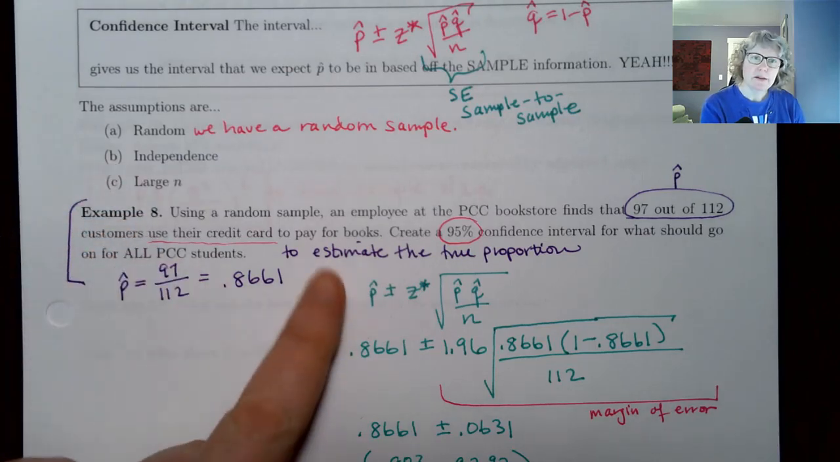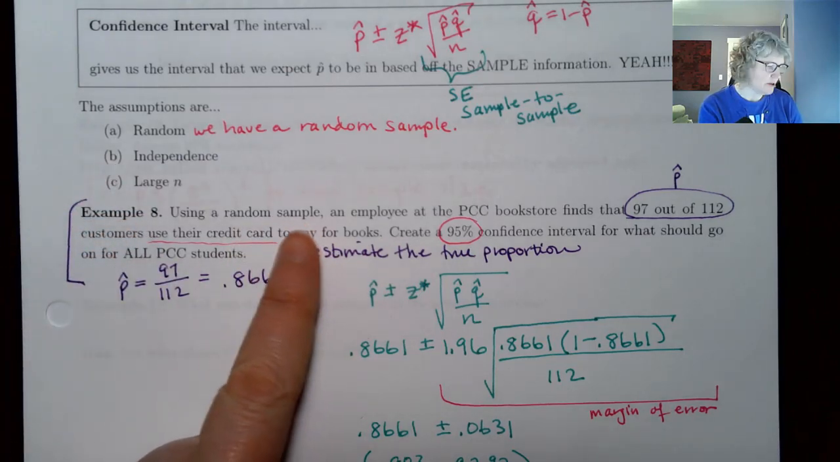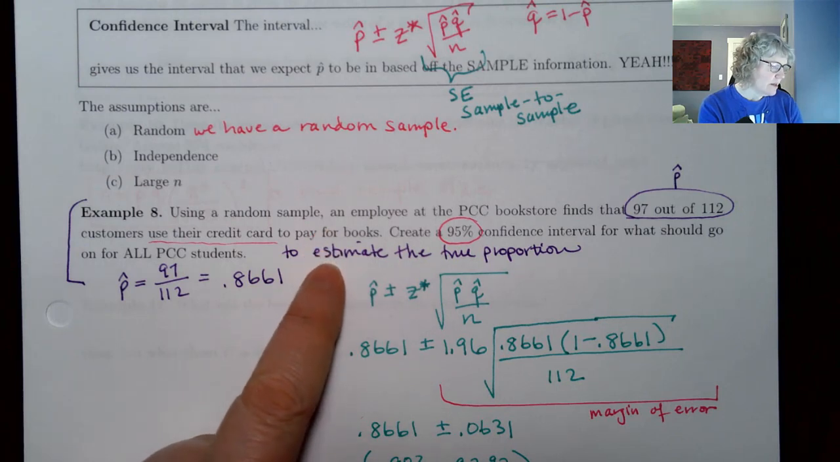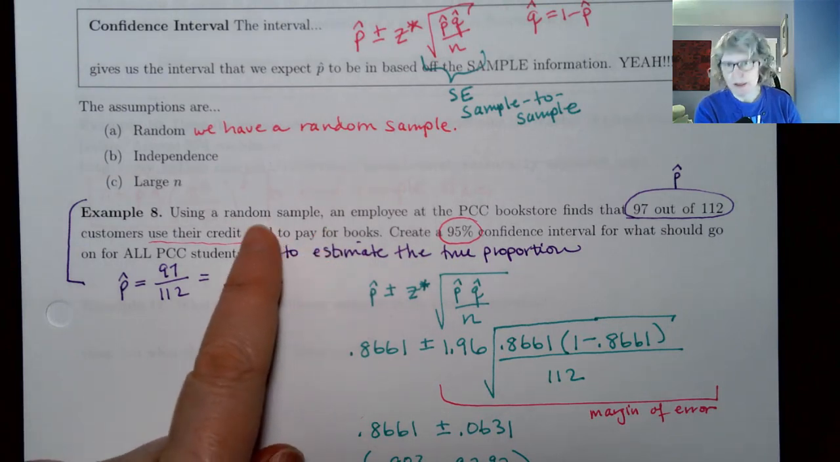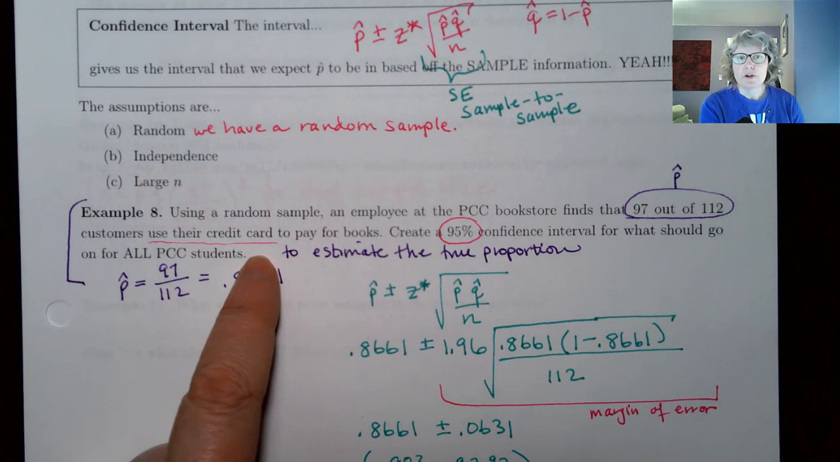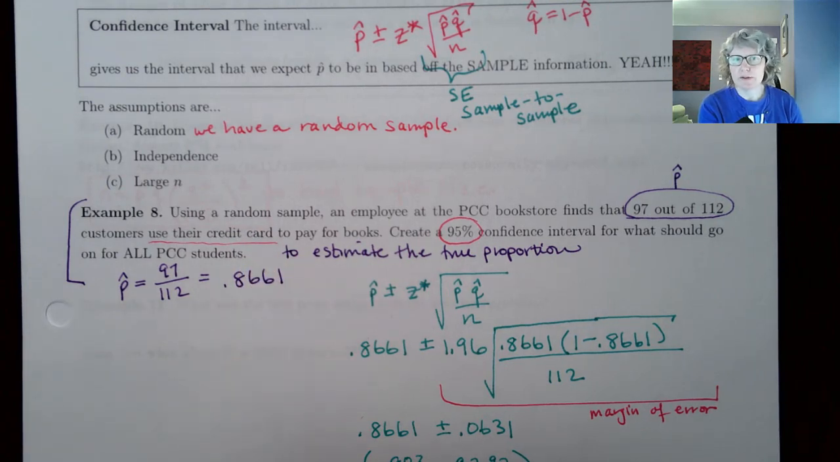Then for independence, we need to think about who our subjects are here. Our subjects are students. So the students would need to be independent from each other in terms of how they pay for their books, right? So let's say you go to the bookstore with a friend. Does how they pay for their books influence how you pay for your books? Or let's say you're ordering your books online. Does how other students pay for their books affect how you pay for your books?